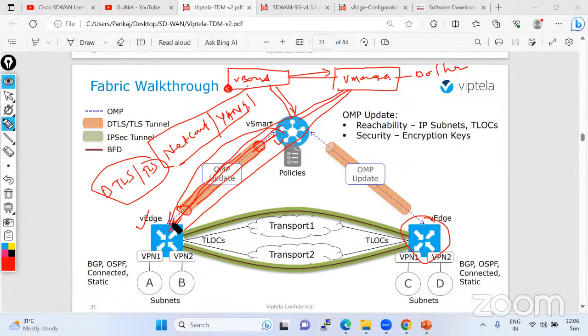Once the routing is exchanged, it is going to build the IPsec tunnel directly site to site, and they will communicate directly branch to branch. This is your data plane traffic.